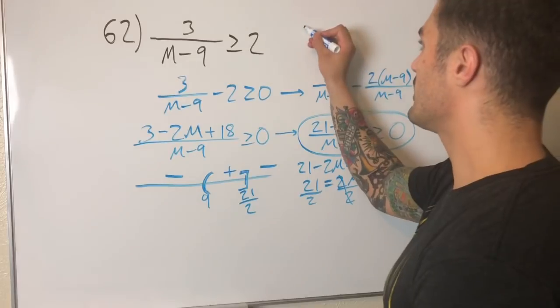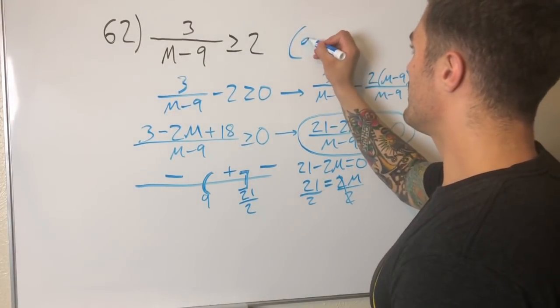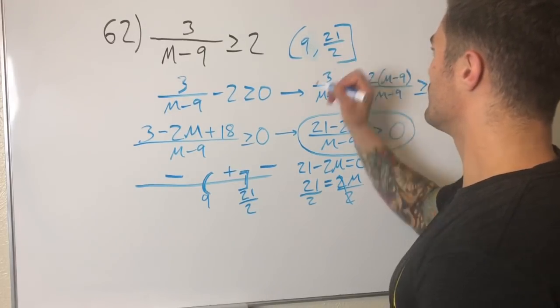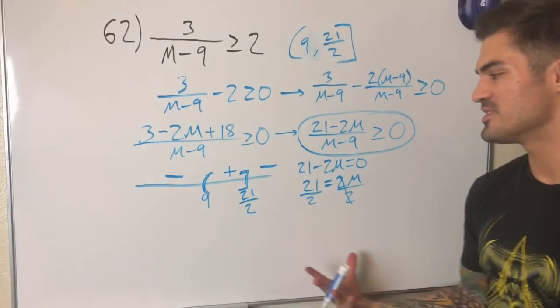So my final solution, I'll write it all the way up here, is 9, sorry about that, 9 comma 21 over 2, and this has the bracket. So hopefully that explanation wasn't too crazy. Again, it's a little bit tricky, but hopefully this made sense.